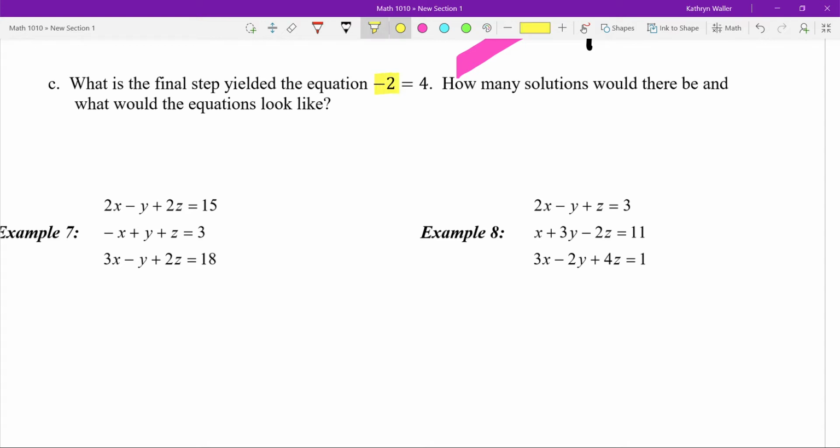Right here, you're solving, and you end up with -2 equals 4. Is -2 equal to 4? Tell me that. It's not. If it's never equal, are they never equal to each other? Never. So what would the answer be there if you ended up with that? No solution. Perfect. Everybody write no solution.